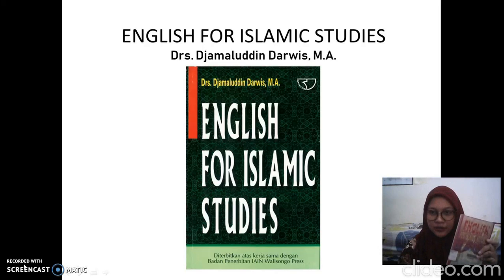This is a workbook, a textbook, and it contains about 200 pages, which contain many exercises for Islamic students who want to sharpen their skills in English. It contains some stories about Islam and all about Islam, and after the story they are followed by many exercises which can sharpen our skills in English.